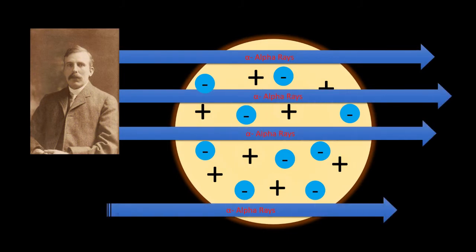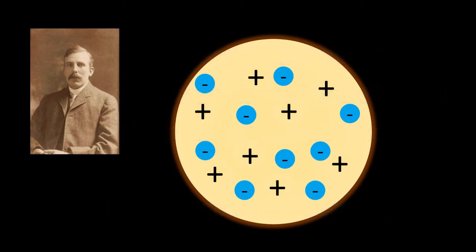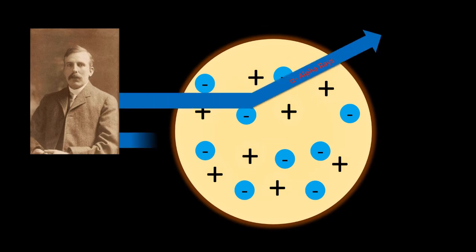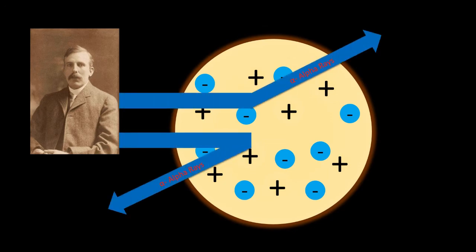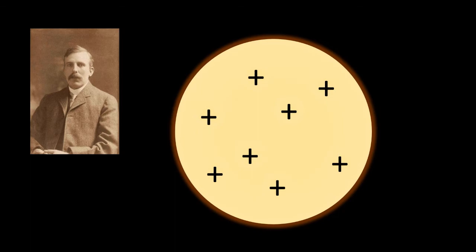This raised the question, why? A big portion of the beam passed because most of the atom was considered empty by the previous model, but Thomson's theory could not explain why some beams got bent and some even got deflected. So Rutherford came up with a new model.